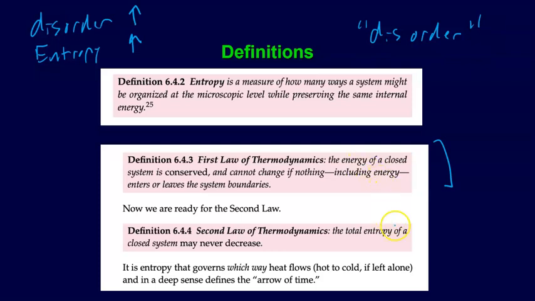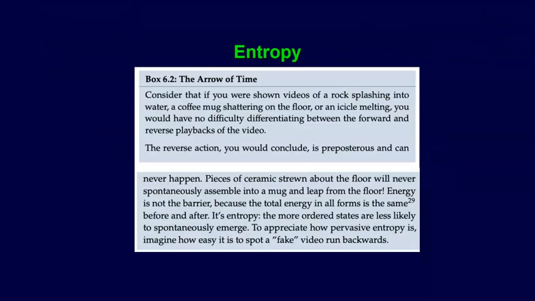Now, the second law, which is important, is the second law of thermodynamics. And this says that the total entropy of a closed system may never decrease. And what does that say? Well, that basically says that things don't get more ordered by themselves, right? If it's a closed system, it's either going to stay the same level of disorder or have that disorder possibly increase. It's not going to magically get more ordered.